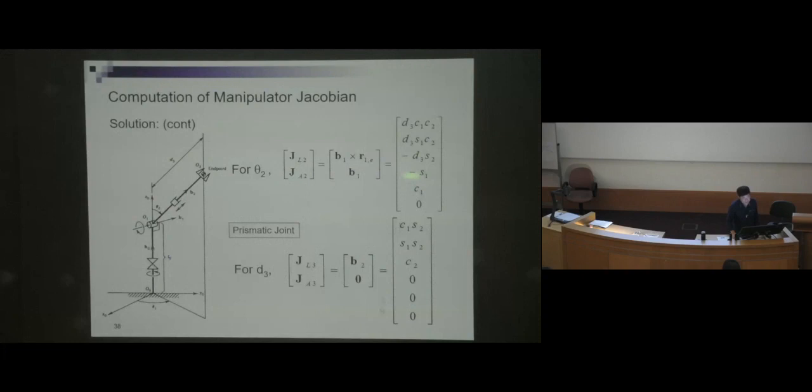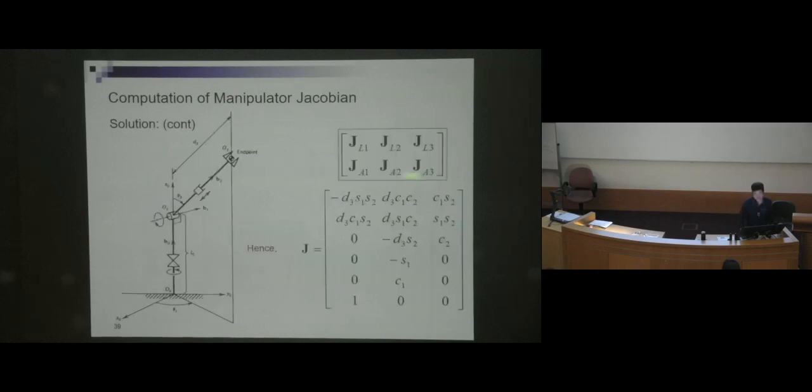So this is how we end up with this vector. And then for the prismatic joint itself, it's straightforward. You basically just take the B2, and then you pick up the B2 from the transformation matrix. So after this is done, you put all of them together. So this is your JL1, this is your JA1, this is your JL2, this is your JA2, this is your JL3, this is your JA3. Okay? You put all of them together, you have this single Jacobian matrix.